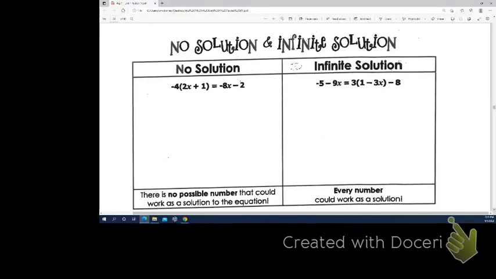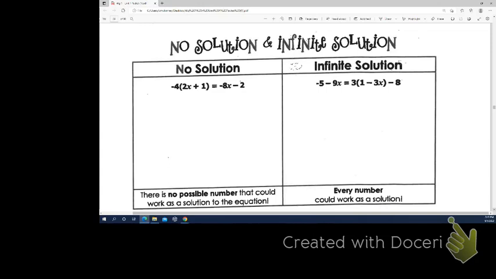Hi, today after talking about multi-step equations, we also looked at some special situations where an equation doesn't have a solution or an equation is actually an identity and it has infinite solutions. And so I've got a couple examples here to give you. And then we'll talk a little bit about how we can spot these before we get all the way to the end of a problem.